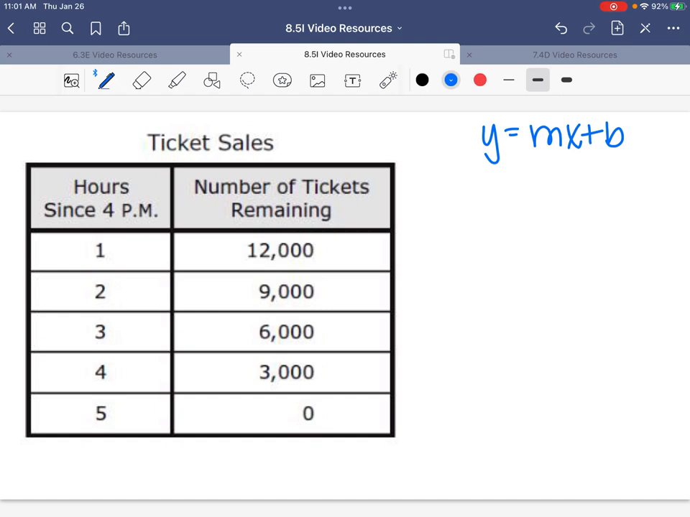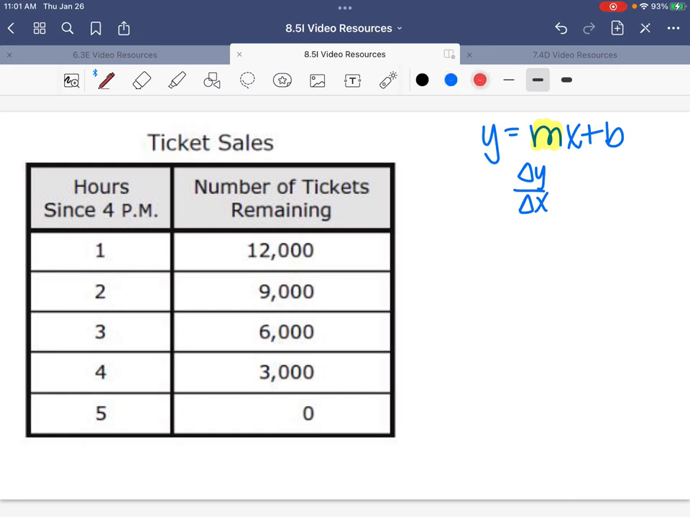Well, with tables, if we're not given it in our table, we kind of have to work like a puzzle and work backwards. So the first thing in tables that I like to solve for is to find my slope, or that change in y over that change in x. And so when I see my table here, I'm looking at ticket sales: hours since 4 p.m., and the number of tickets remaining. So I see each hour, the tickets are decreasing.